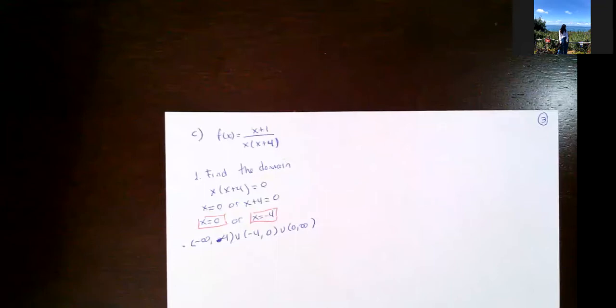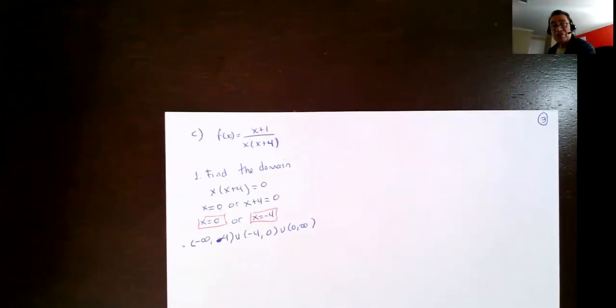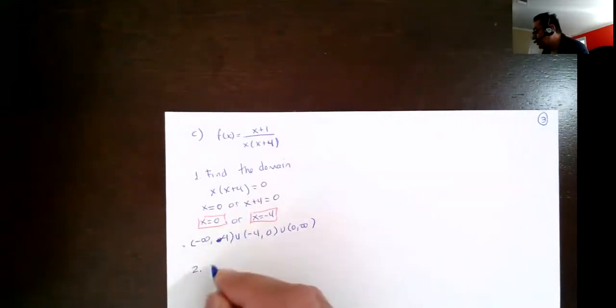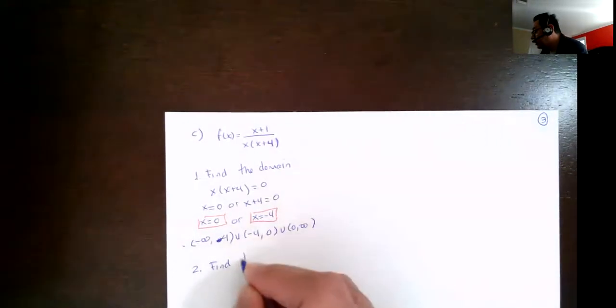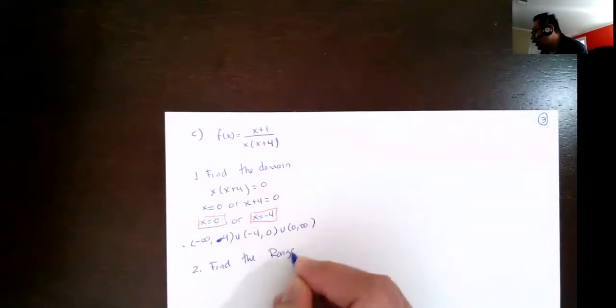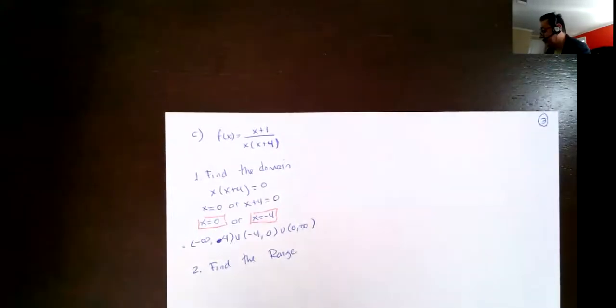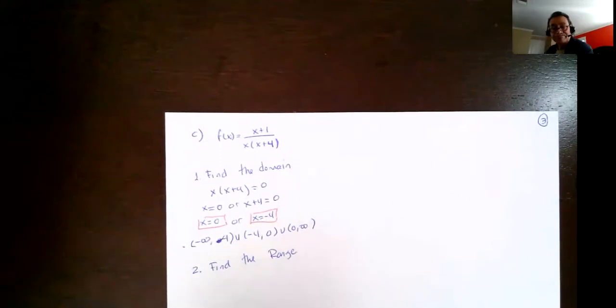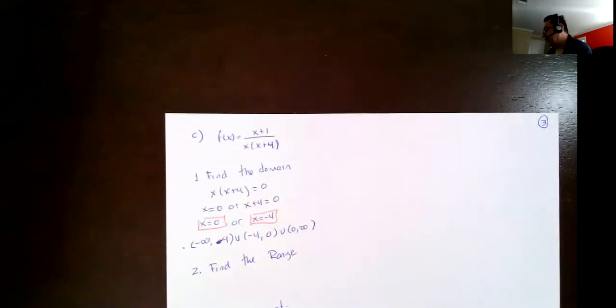Perfect. Now we're also gonna find the range, but we're gonna skip number 2. Let me write it here. Number 2, find the range, but we're gonna exclude that for now. We're gonna answer that a little bit later, so just leave a space for 2. Number 3, we're gonna find the x-intercepts.